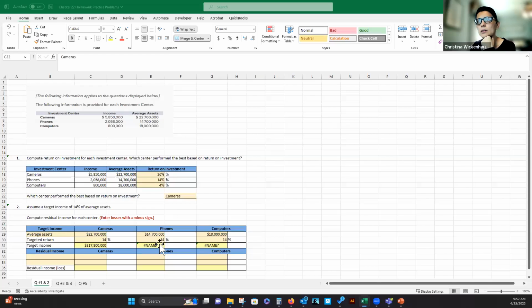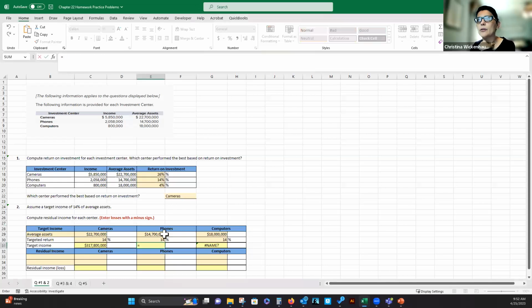So I'm just going to override the formula here. It didn't carry over correctly. So I'm just going to do the same thing, equals the average assets times the targeted return. And again, equals the average assets times the return percentage. All right, so once we know that, we're going to line that up with our income.